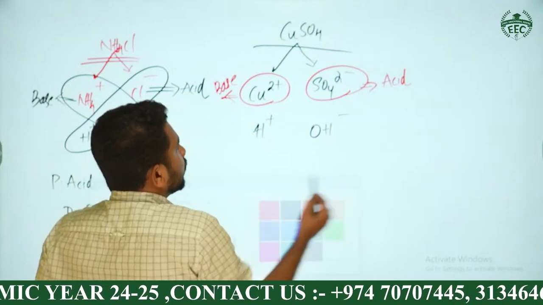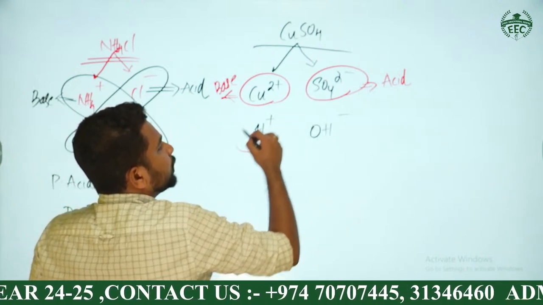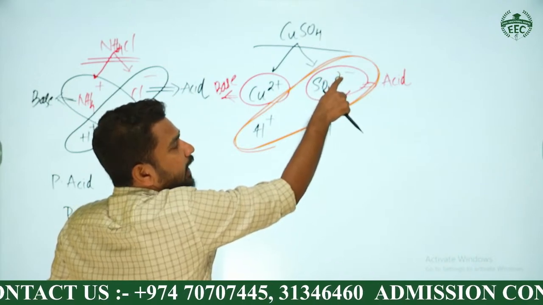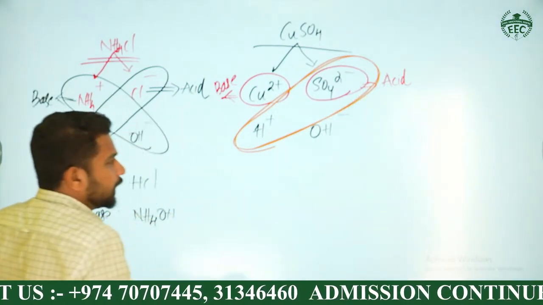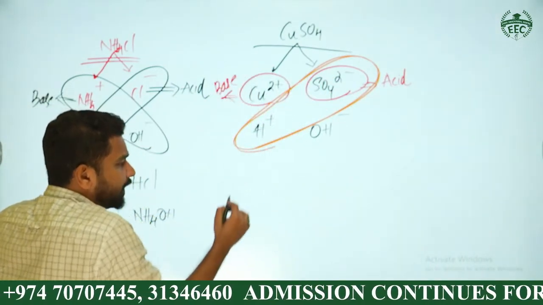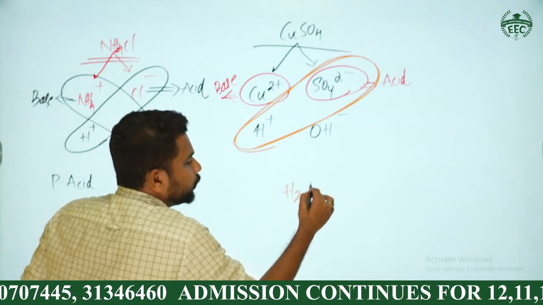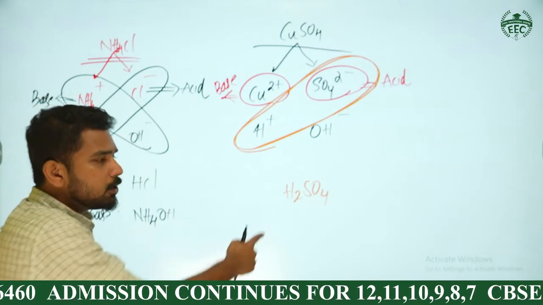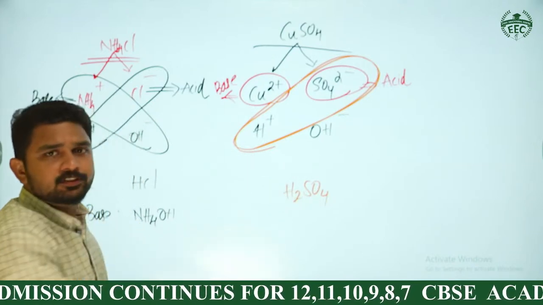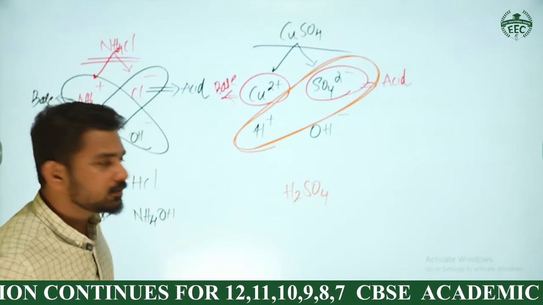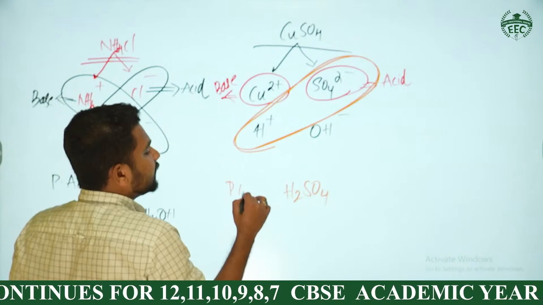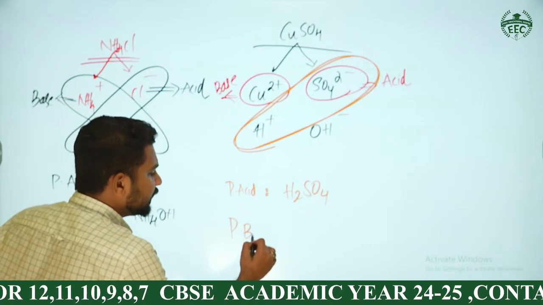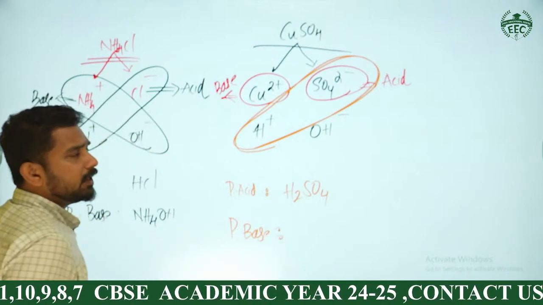Yes, combine H plus and SO4 2-. You know that this SO4 2- is an anion. It forms the parent acid. When H plus and SO4 2- combine, they will form H2SO4. You know H2SO4, the king of chemicals. What is the king of chemicals? It is nothing but H2SO4, which is our sulfuric acid. So the parent acid is H2SO4. And what will be the parent base, guys?